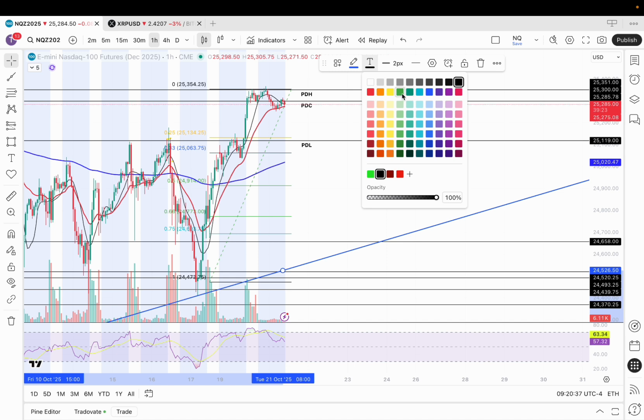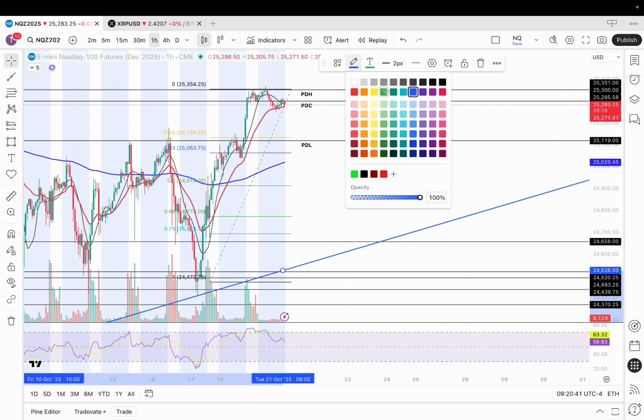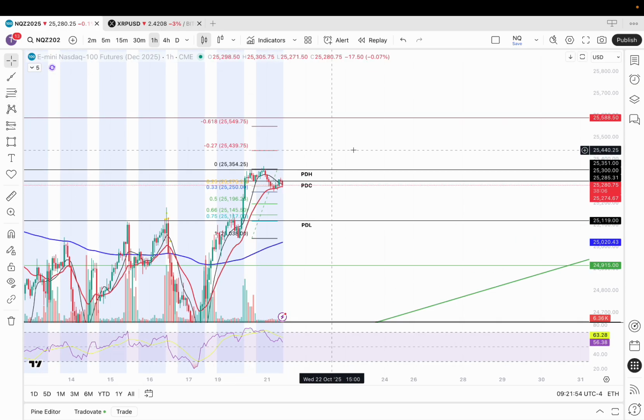Okay, so if we get a sell-off, I will have an idea of about where it's going to go. Then I need another fib here on this upward move from yesterday at 7 a.m. Alright, then I'm going to go to my lower time frame.